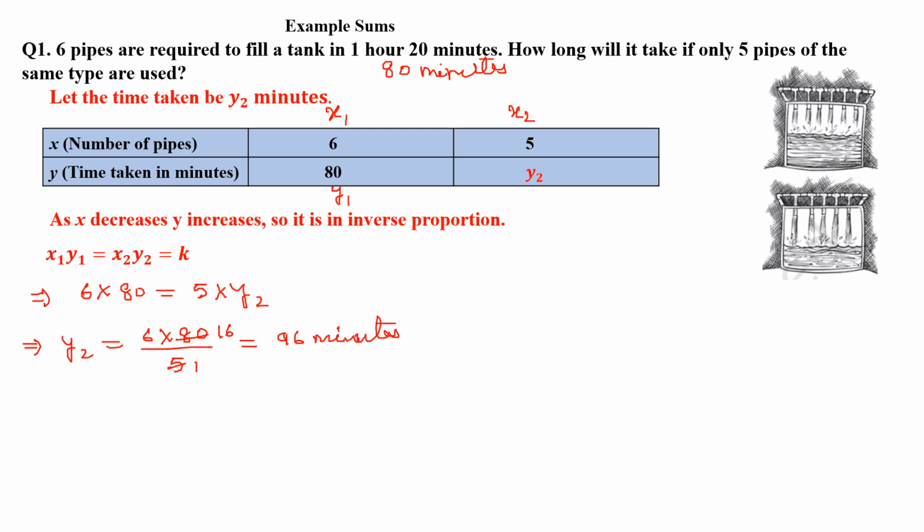Then convert it into hours and minutes. So it will give me 1 hour. Now 1 hour is 60 minutes. Now it is 96, so 96 minus 60 will give me 36. So 1 hour 36 minutes. So 5 pipes will take 1 hour 36 minutes to fill the tank.